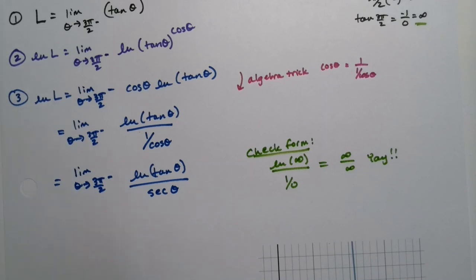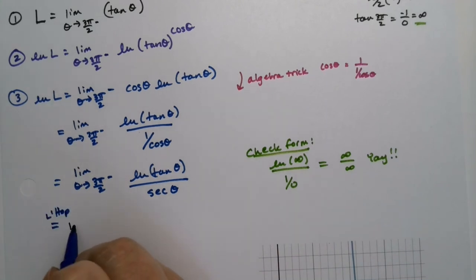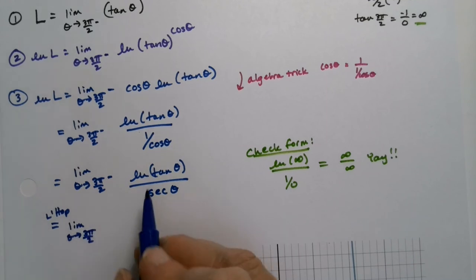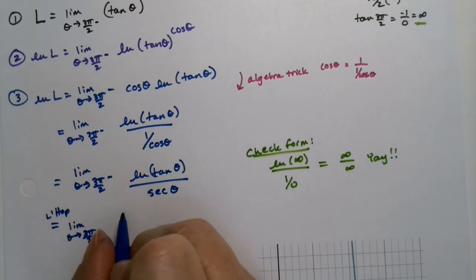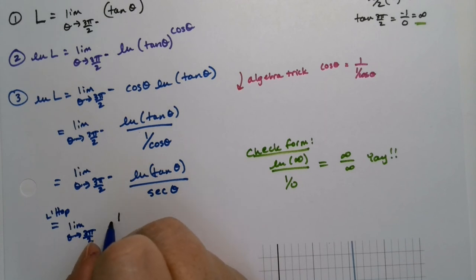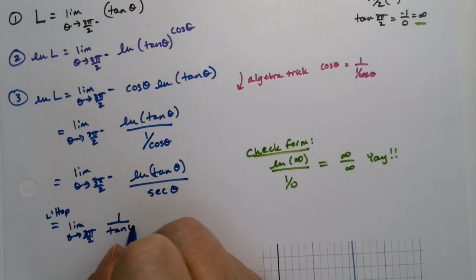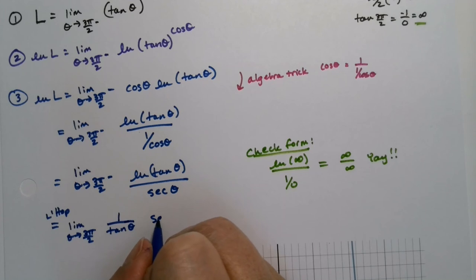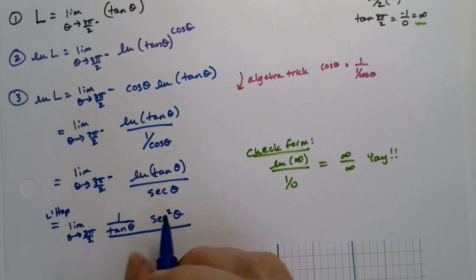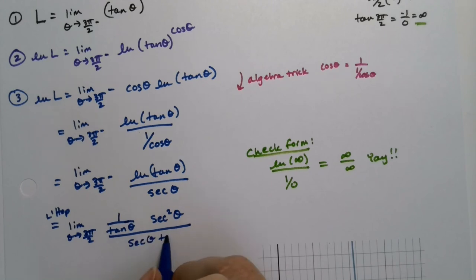And I'm running out of space to use L'Hopital's rule. So L'Hopital's rule, I think I'll go horizontal here. That's the limit as theta goes to 3 pi over 2 of the derivative of the natural log of tangent, which is 1 over tangent of theta. Derivative of tangent is secant squared of theta over the derivative of secant, which is secant theta tangent theta.